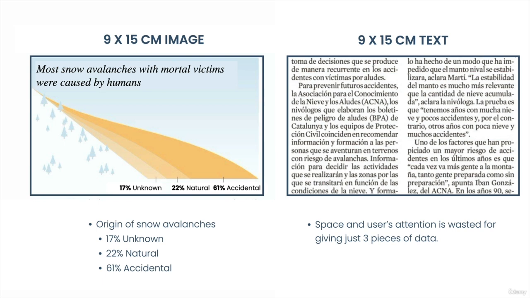Also, I would like to ask you, if I remove the labels that say 17% unknown, 22% natural, and so on, would you have guessed the actual proportions of the causes of snow avalanches by looking just at this area plot that resembles a mountain? I'm guessing no. So this whole plot is just simply a decoration. The only information that we perceive here are the 3 numbers and the 3 causes. So why should we waste so much space if we are going to provide so little information?